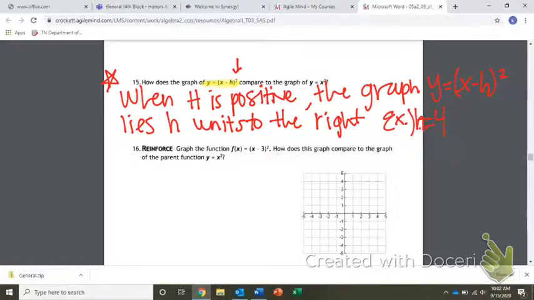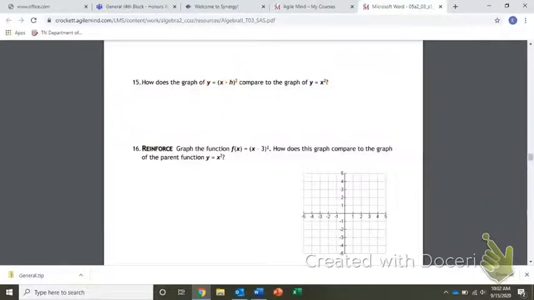H equals 4. Okay? You are literally taking this 4 and you are plugging it in for H. You keep that x minus whatever there because that is the function rule. When you see x minus something, you are always moving to the right. Okay? Now, I'm going to erase this and show you the other one.